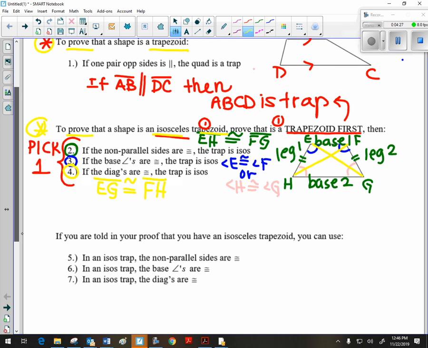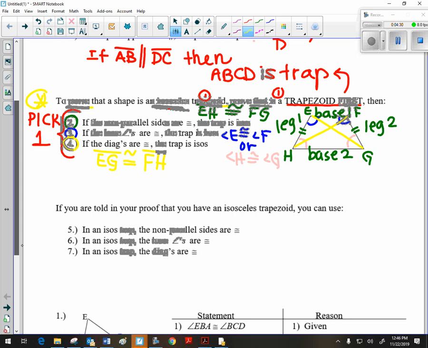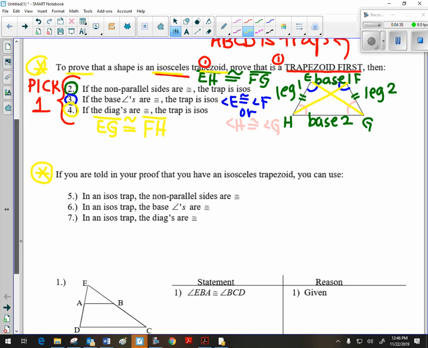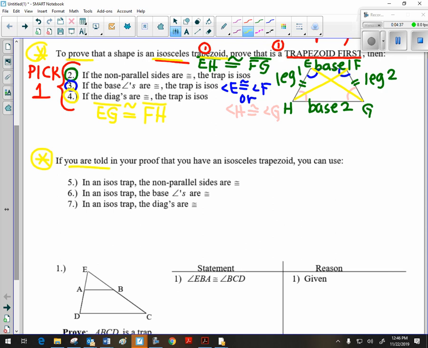That's the final part of your proof, or somewhere in the proof, where you have to identify that your shape is a trapezoid. The next section flips around your thinking. This is if you're told in your proof that you have an isosceles trapezoid, like them saying, given your trapezoid is isosceles. You'll notice here that the same 3 things are the same 3 things up above. In this case, though, if your trapezoid is isosceles, you can pick any of these to use, because any of those properties hold true.